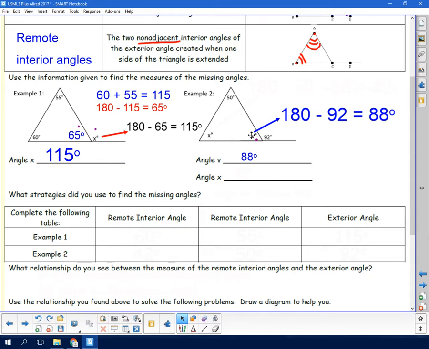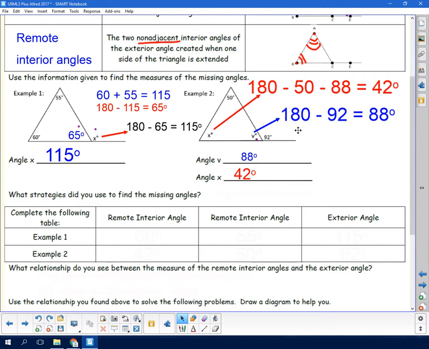Okay, now I know two of the interior angles of the triangle, 88 and 50. I know they all had to add up to 180. So I did 180 minus 50 minus 88, and I got 42 degrees for the third angle inside the triangle.